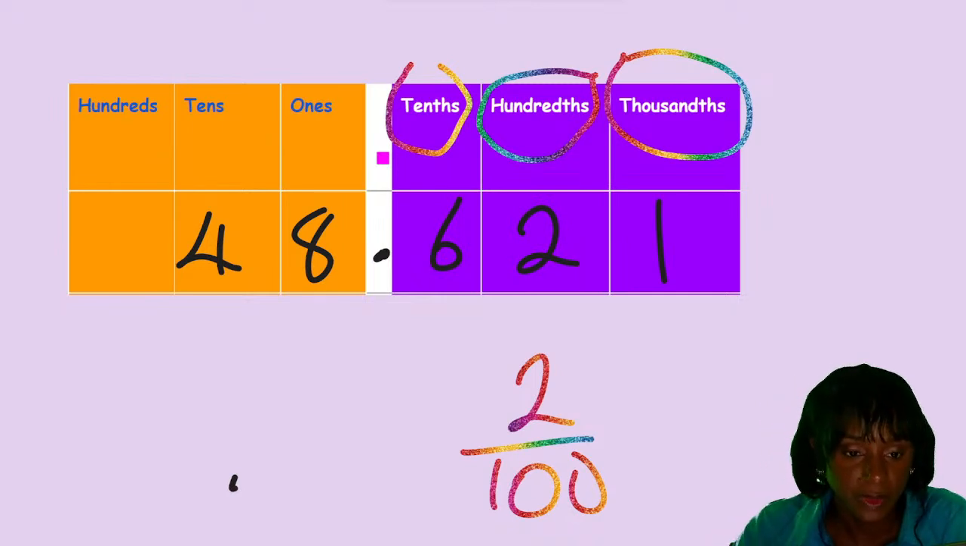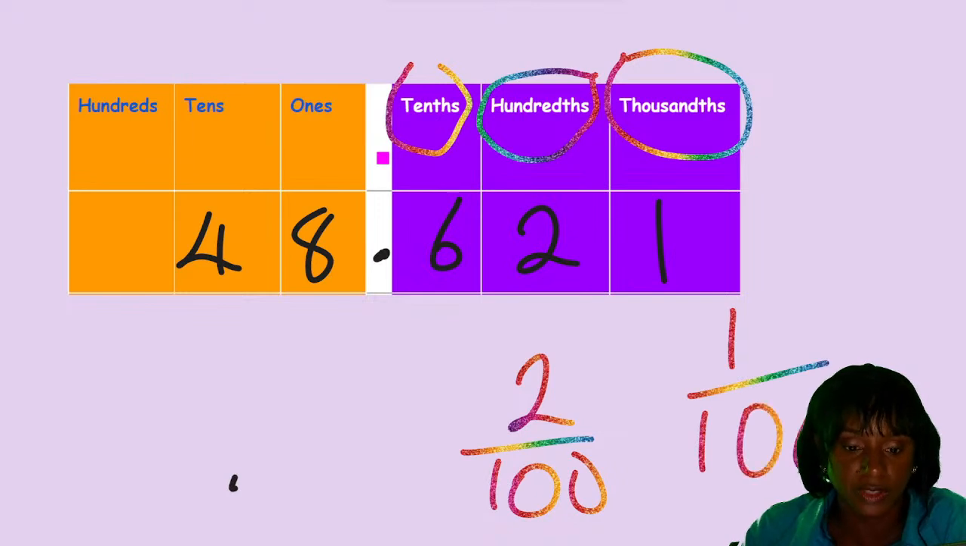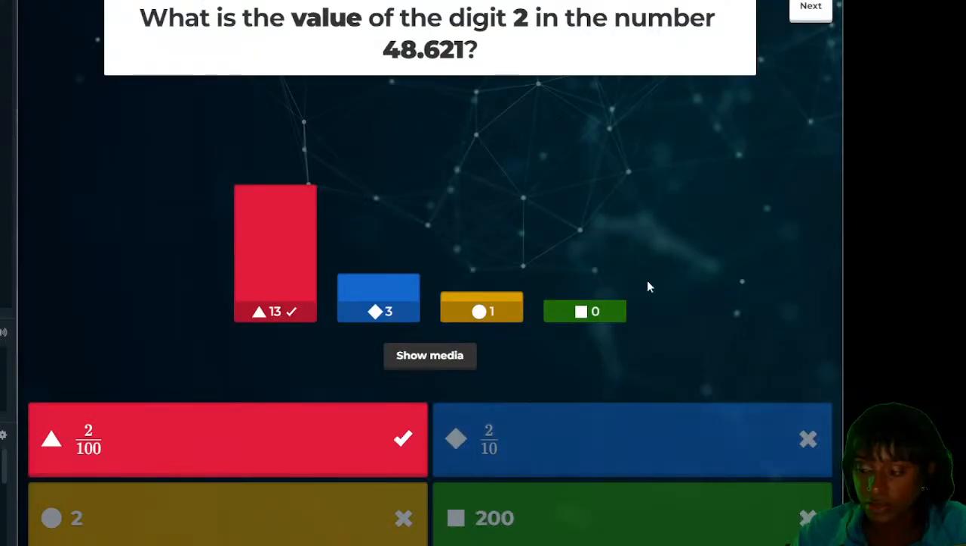However, the value of the digit 6 is 6 tenths. And if they ask for the value of the digit 1, in this case it will be 1 out of 1,000 because it is in the thousandths place. It represents a fraction. You're welcome, Ajani. Okay, let's get back to the game.